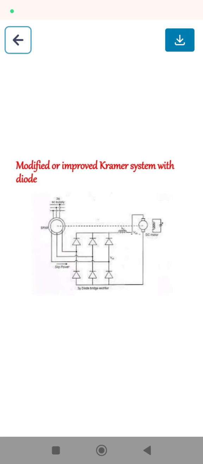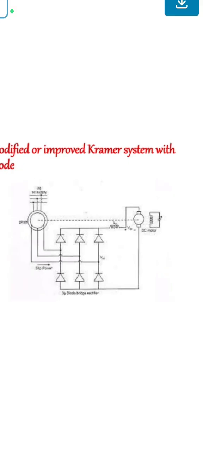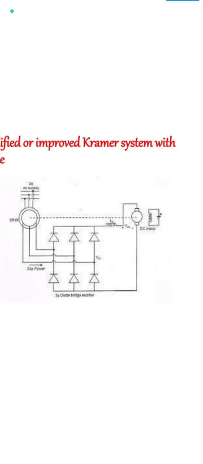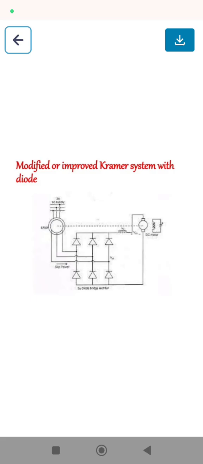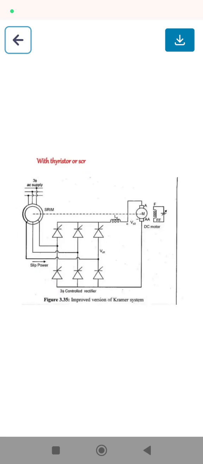So this is the modified Kramer system. By using 3-phase rectifiers, we convert the AC into DC and feed it to the DC motor. From that we can control the speed of the motor. With thyristors instead of rectifiers, it is called a 3-phase controlled rectifier. When using a thyristor, it is more advantageous, as you can get the output ripple free, that is, free from harmonics.